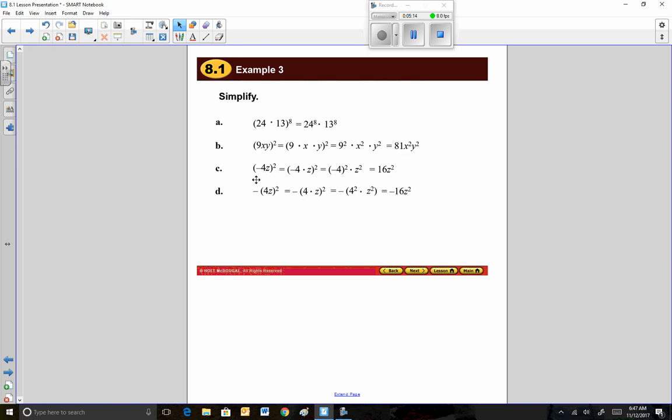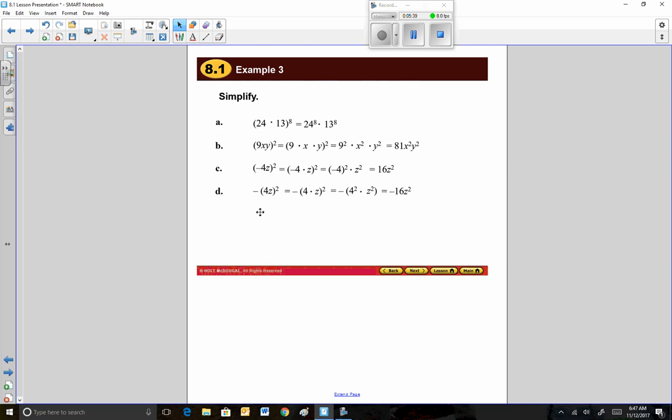Let's try C. If you take negative 4 to the z, or I'm sorry, negative 4z to the second power, each term, separate them, has to be brought to the second power. So negative 4 to the second power and z to the second power. Since the number can be actually multiplied, you should do it. So negative 4 times negative 4 gets you this positive 16. Z to the second power, just bringing it over.